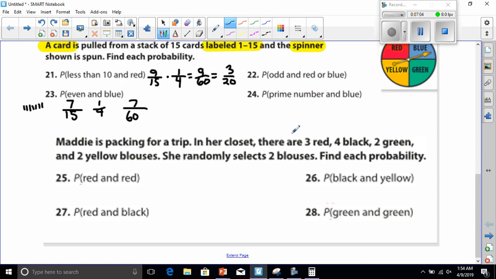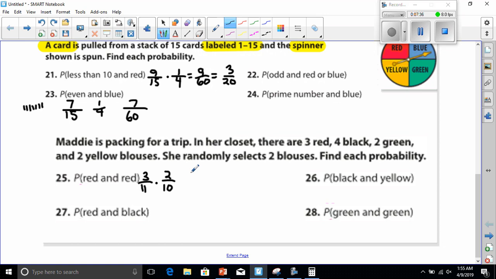This is red and red. Well, there's 3 red blouses there, and we got to see how many total there are. 3 plus 4 is 7. 7 plus 2 is 9. 9 plus 2 is 11. So that means there's 3 out of 11 chances of getting a red blouse. Now I'm going to get another red one. Well, if I get another red one, remember I have 1 less red one than I did before. So it's 2. And there's 1 less total, and that's 10.